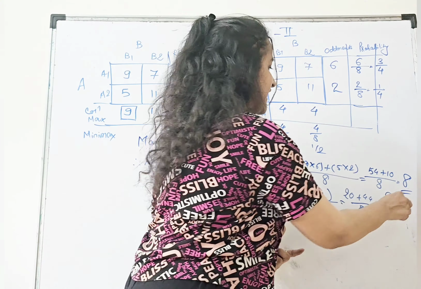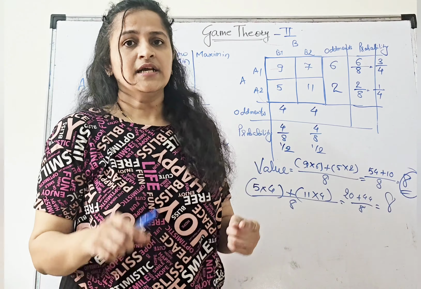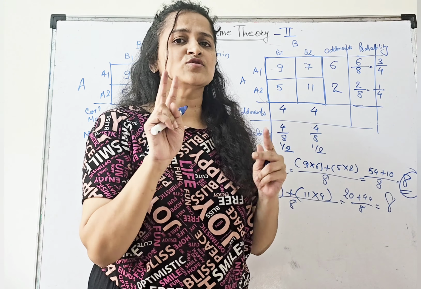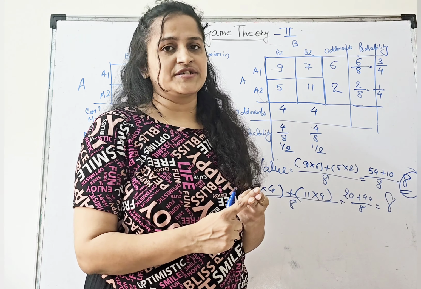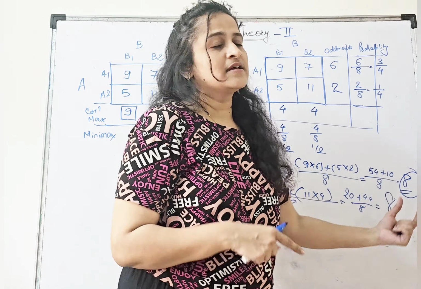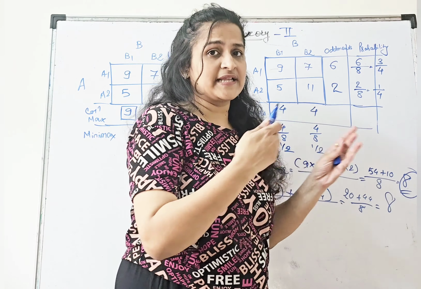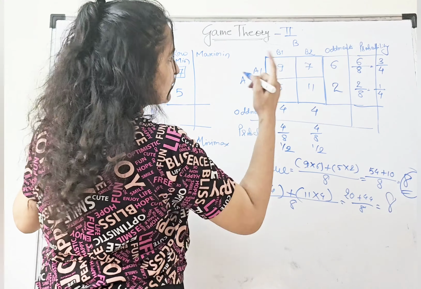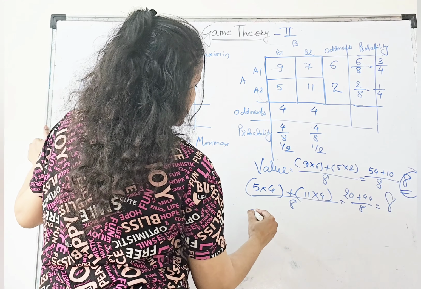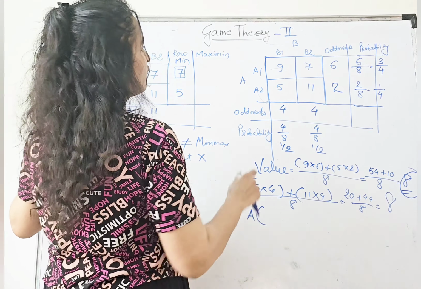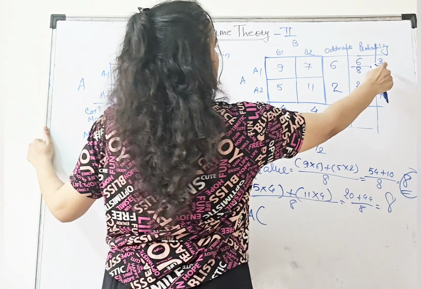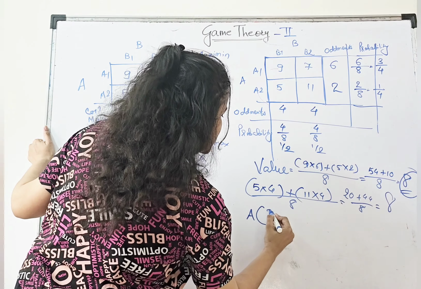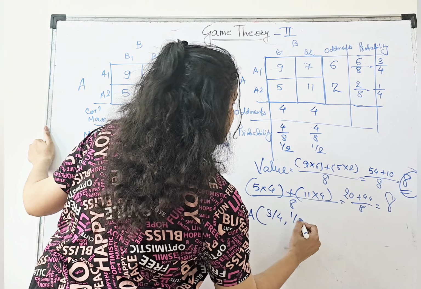But then finding out the value is very important, right? The answer basically requires two things: value and the strategies, right? So game value is 8. Now strategies also you have figured out, but then you have to write it down properly, right? We have seen it in the first video. So how do you write down the strategies for A? What are the two strategies? A1 and A2. And in what proportion are they going to use it? 3 by 4 and 1 by 4.